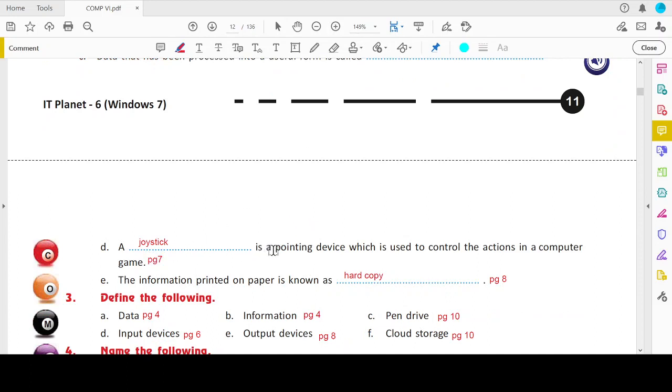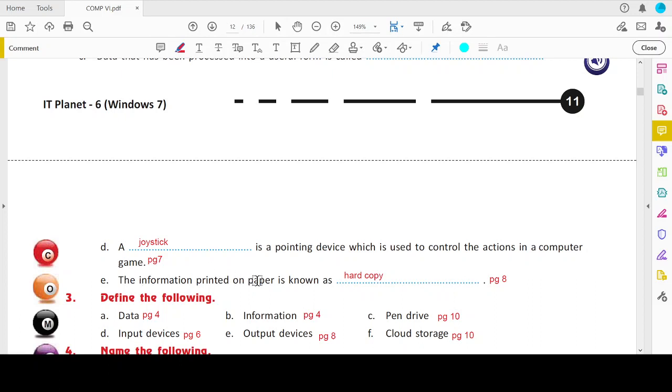A dash is a pointing device which is used to control actions in a computer game. Pointing device that is used to control actions in a computer game is a joystick. Okay, if they have said only pointing device that is used as an input device, then you could have said mouse. But as they have said actions in a computer game, it will be joystick. So a joystick is a pointing device which is used to control actions in a computer game.